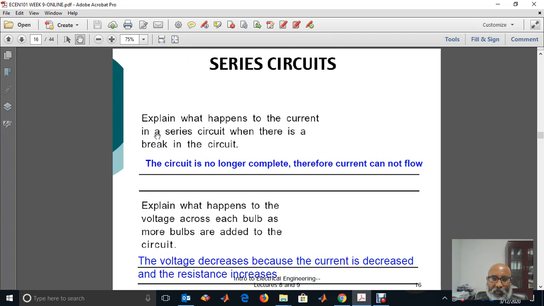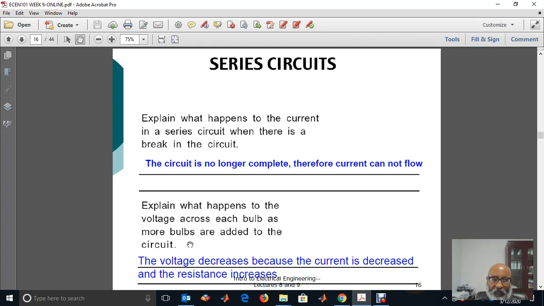Explain what happens to the current in a series circuit when there is a break in the circuit. Of course, when there is a break, the circuit is no longer complete. Remember that for a current to flow in a circuit, the circuit should be closed. So, therefore, the current cannot flow.